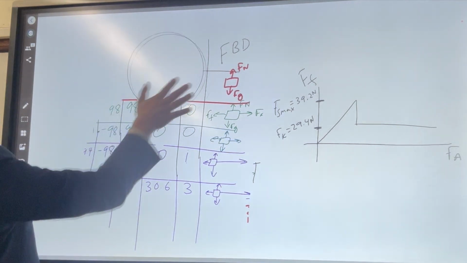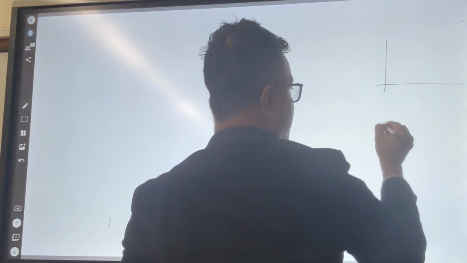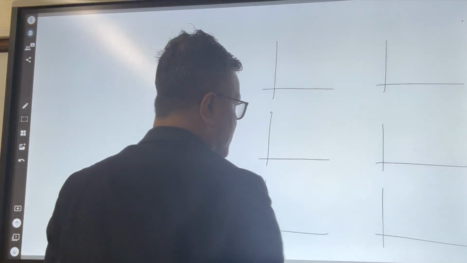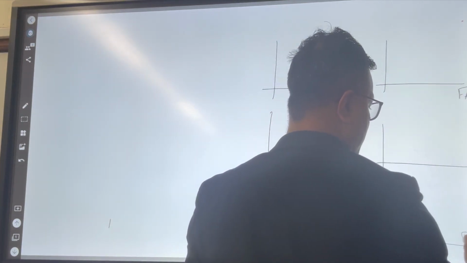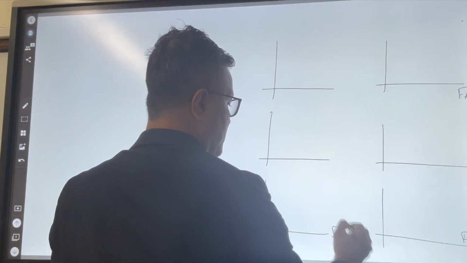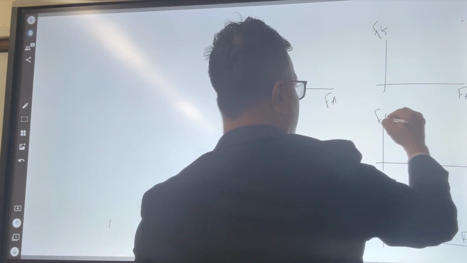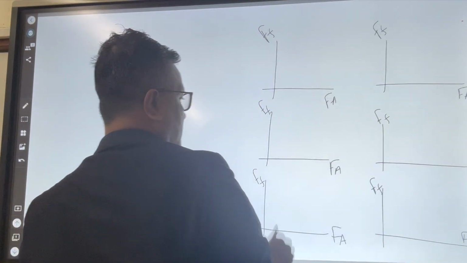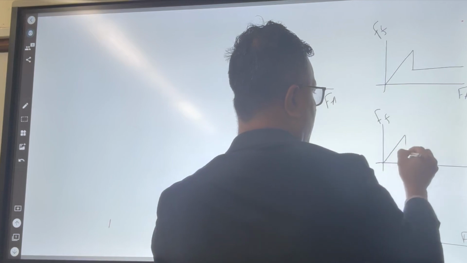Now I'm going to quiz you, give you a quiz. So graph number 1, graph number 2, graph number 3, graph number 4, graph number 5, graph number 6. This is your FA for each, and this is your FF for each. Okay, so now what are you going to do? You're going to draw the graph.